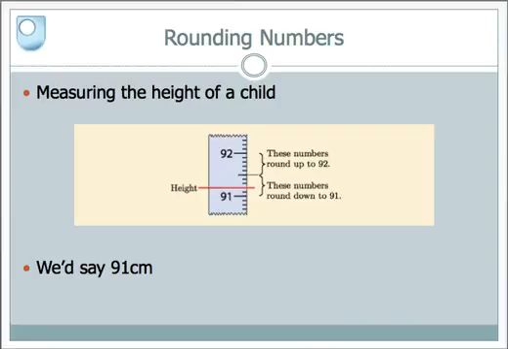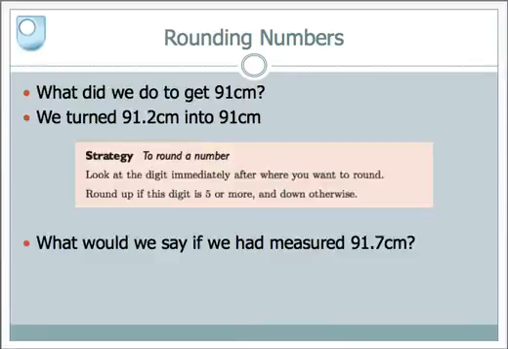Suppose we measure a child's height and we measure the child at 91.2 centimetres. The point 2 doesn't convey that much meaning when we talk to friends about the height of our child. We would tend to round this number down and just simply say the child was 91 centimetres tall. What we did, we rounded 91.2 centimetres down to 91 centimetres. We've only presented our answers to what we call two significant figures.